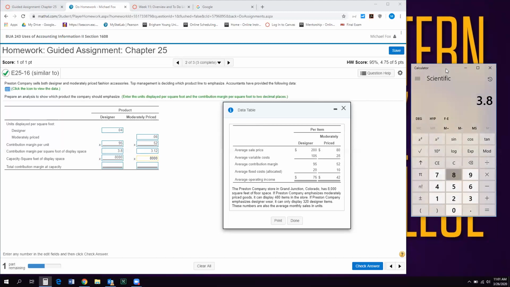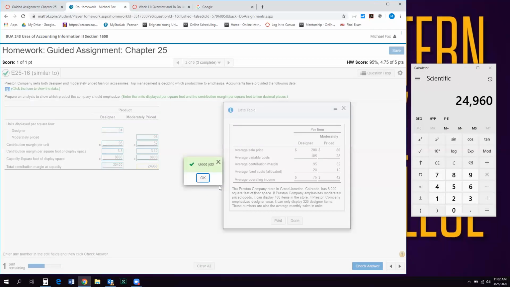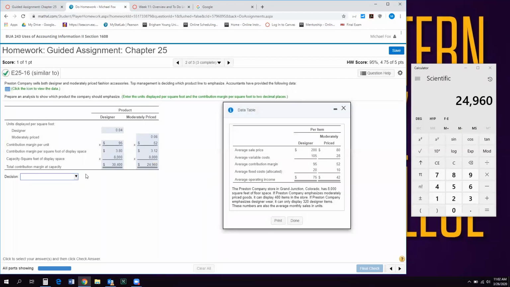So our total contribution margin at capacity is 3.8 times 8,000 for the designer product, which is 30,400, and $3.12 times 8,000 for the moderately priced for 24,960. All right, so our decision then is to choose the product that's going to give us the most contribution margin at capacity. So that will be our designer goods.